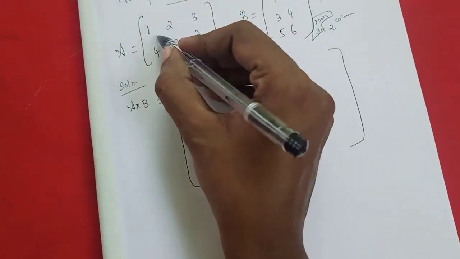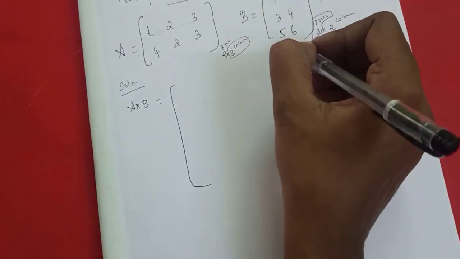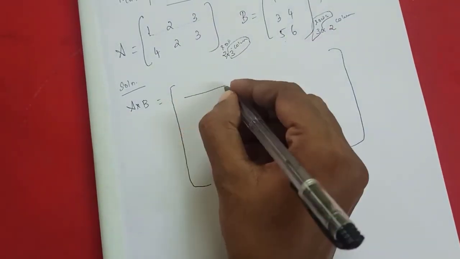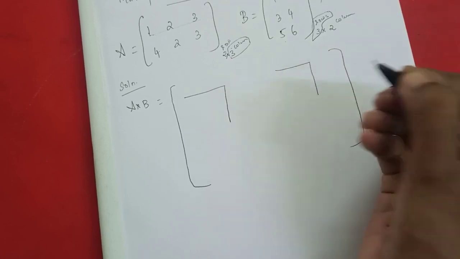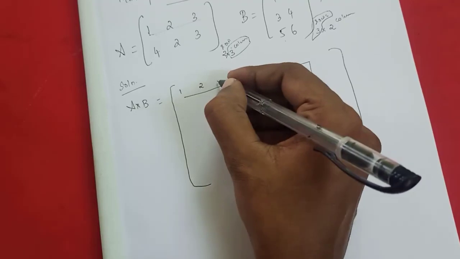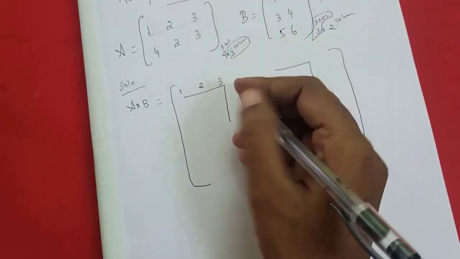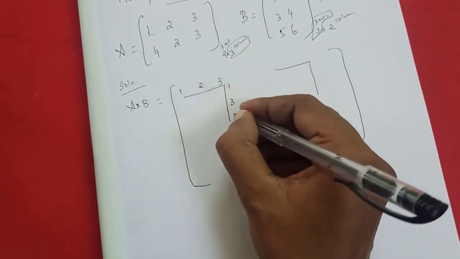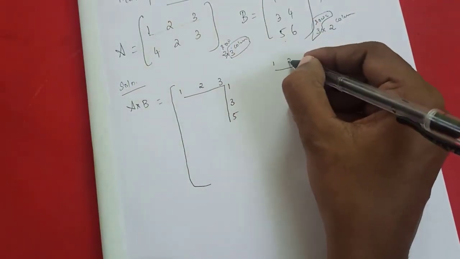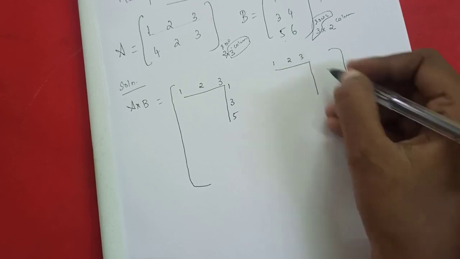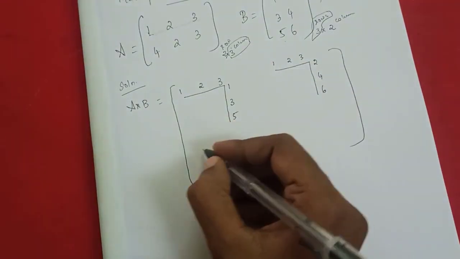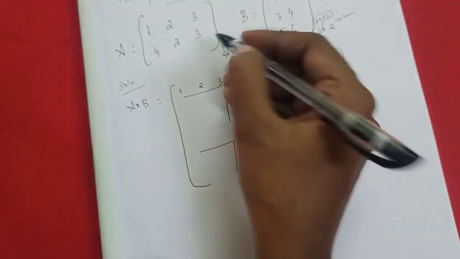Keep it in mind: first row first column, then first row second column. Like that we need to do. For that I am using this arrangement, then it will be very easy for you. In the first row you write 1, 2, 3, then the first column 1, 3, 5. Next, first row second column: what is the second column? 2, 4, 6.